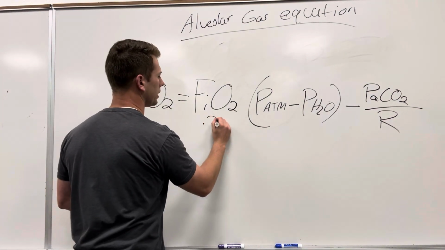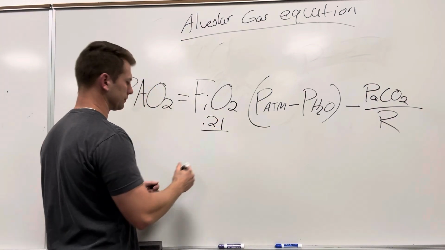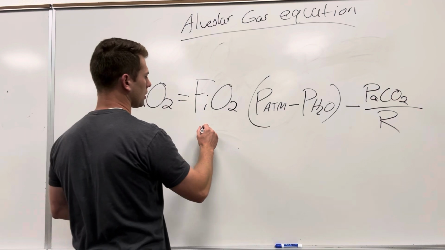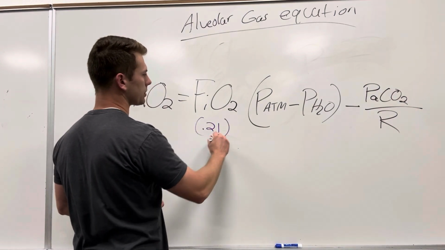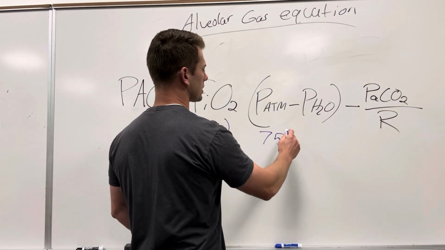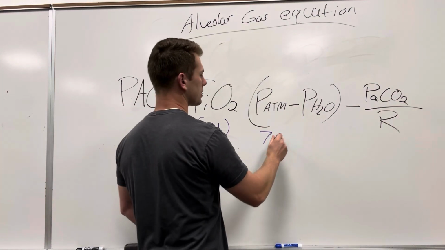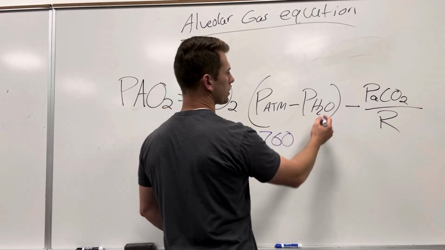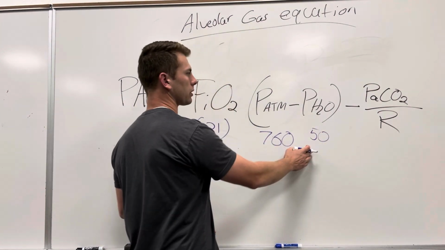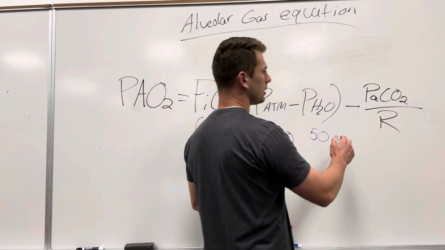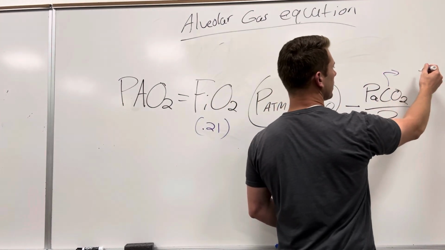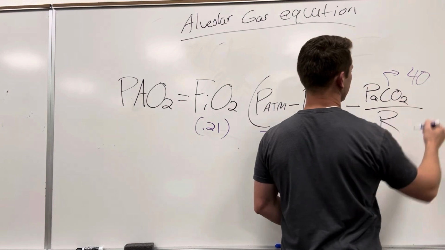Okay, so the pressure in the alveolus of oxygen is equal to the percentage of oxygen present, which is 0.20, it's 21%. So 21% times the pressure of the atmosphere, which is 760, minus the pressure of water, which is just 50. This is millimeters of mercury, both of these. Minus the pressure of CO2, which is 40 millimeters of mercury.